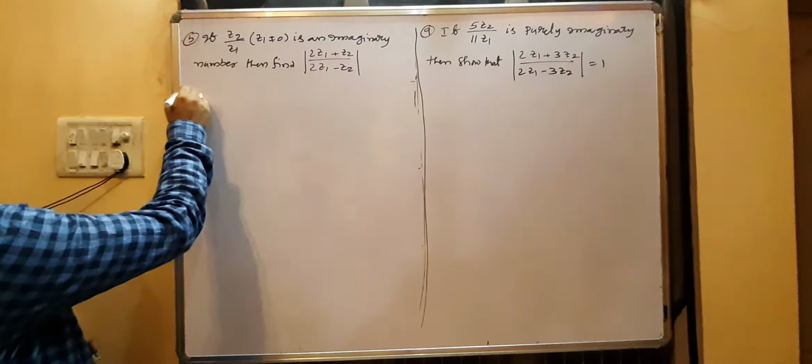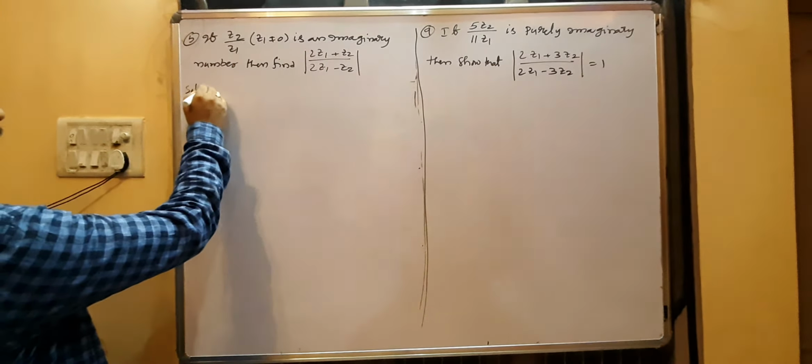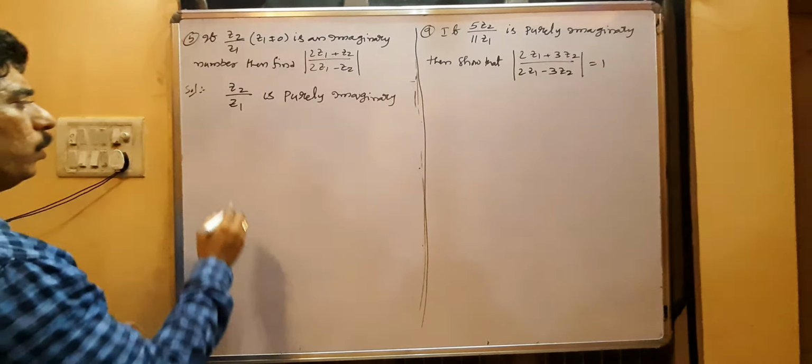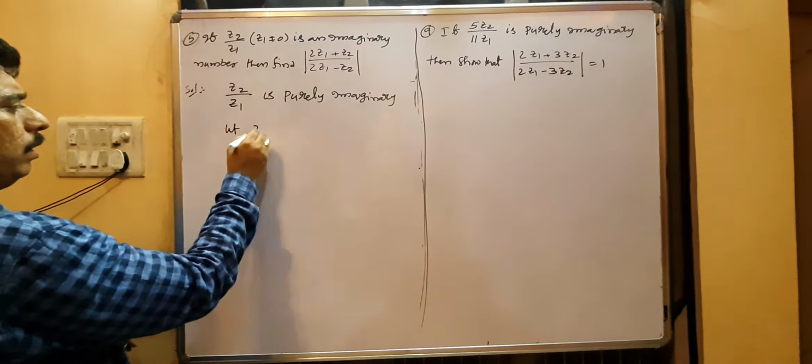Now coming to what is given: Z2 by Z1 is purely imaginary. Purely imaginary means the real part is 0. So I will take Z2 by Z1 equal to i into k.